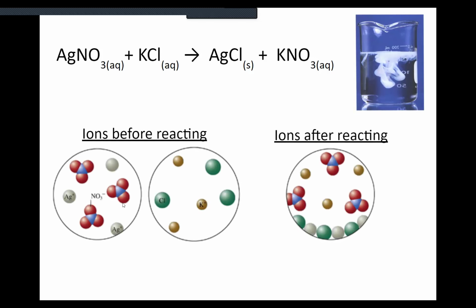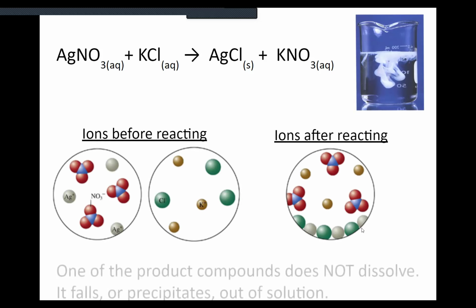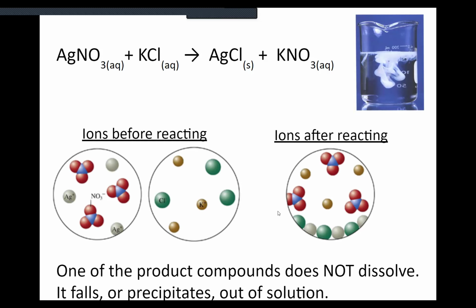Here's a way of picturing what we've got. Ag and NO3, K and Cl, all aqueous initially. But at the end, we've got K and NO3 remaining aqueous. And at the bottom of the reaction vessel, Ag and Cl. One of those product compounds does not dissolve. It precipitates.